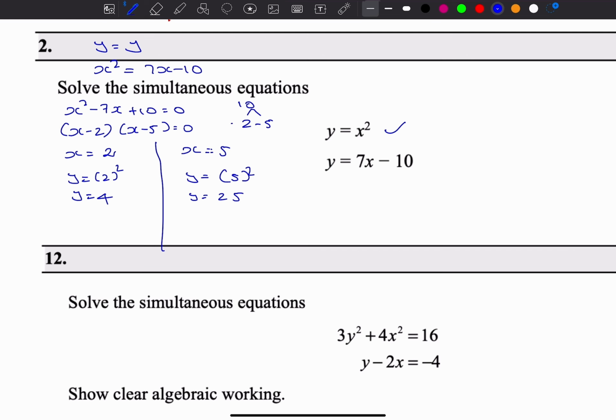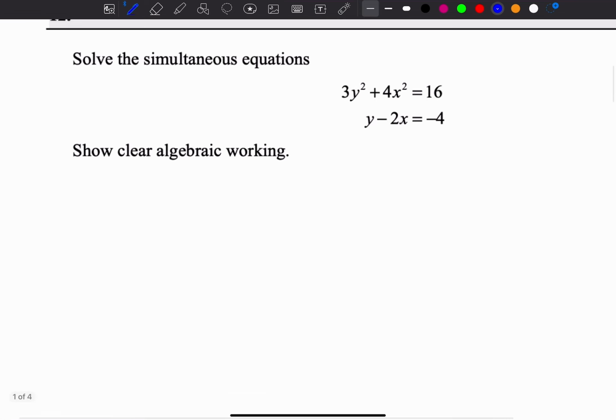You should get the same answer regardless which one you do, it doesn't really matter. Just do one of them and then you will get the same answer. Okay, now we get into the substitution. You have to make something the subject. You can't say y equals y in this kind of ones.